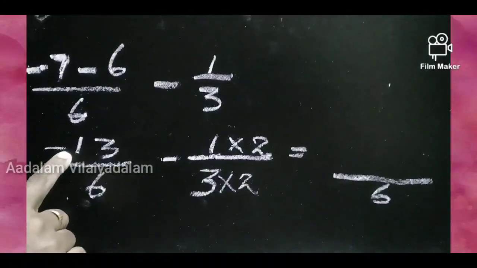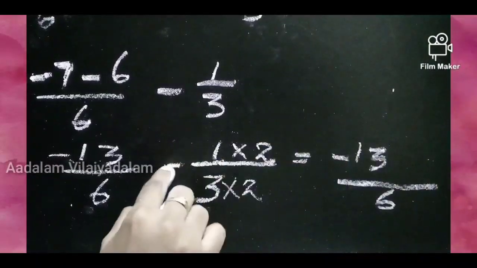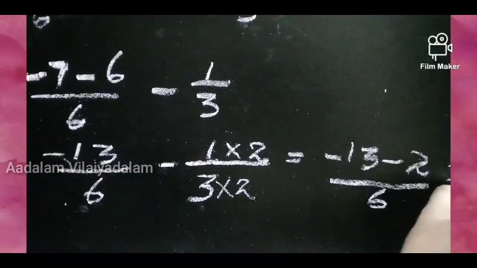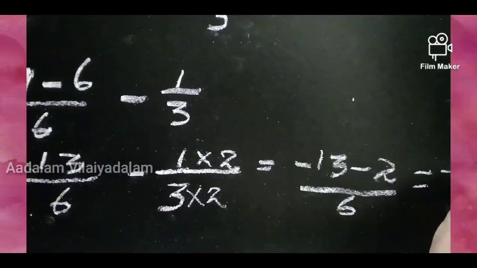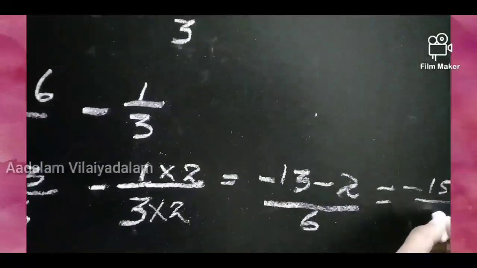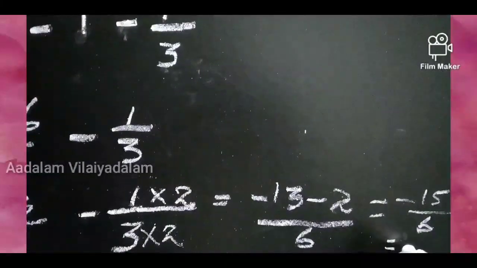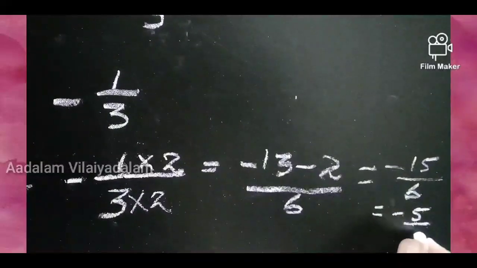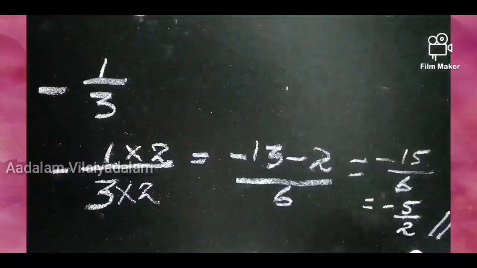What is the first one numerator value? Minus 13. Minus 2 ones are 2. So what is the answer? Minus 13 minus 2, minus 15 divided by 6. So again we have to cancel. So 3 table, how many times? 15. So 5 3s are 15. 2 3s are 6. So the answer is minus 5 by 2.